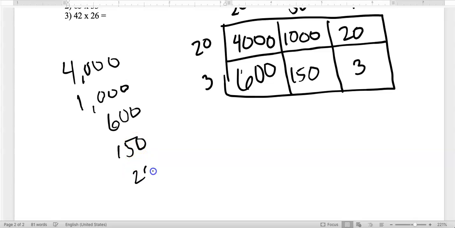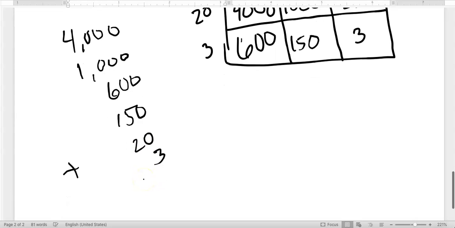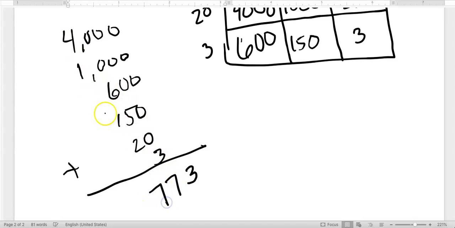150, 20, 3. It's just a lot more numbers to add up, and this totally looks like a tower that's fallen over. This is 3, 5, 7. 5 plus 2 is 7. 6 plus 1 is 7. 4 plus 1 is 5. And there we go.